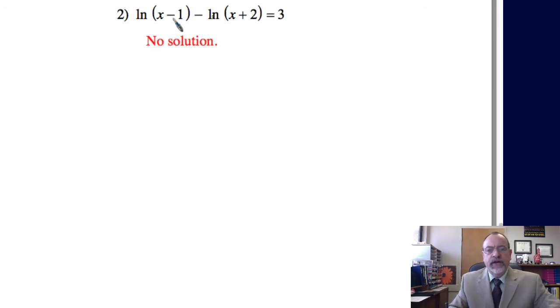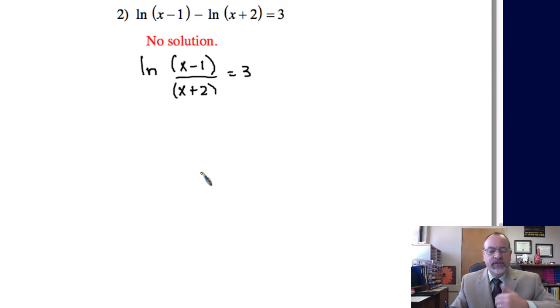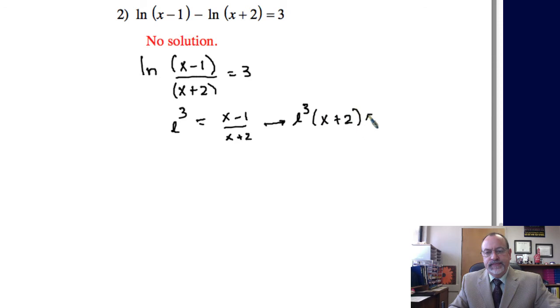So I have 2 values here, and I'm going to get them down to a single one. Minus means divided by, so I'm going to divide by this value equals 3. I have my single logarithm, and I'm going to change it to exponential. So I have base e to the 3rd power produces this value of x minus 1 over x plus 2. I need to multiply both sides by x plus 2 in order to remove that denominator. And then I'm going to distribute the e cubed.